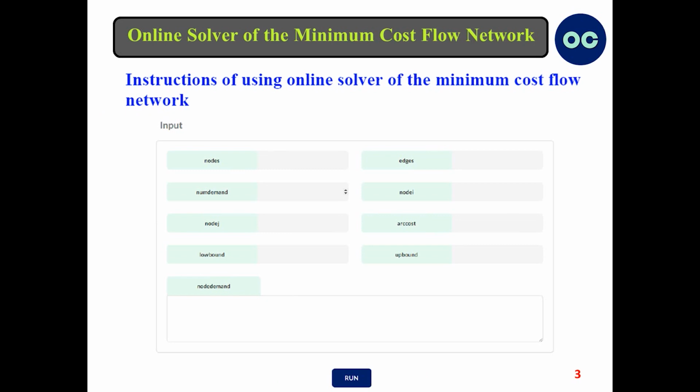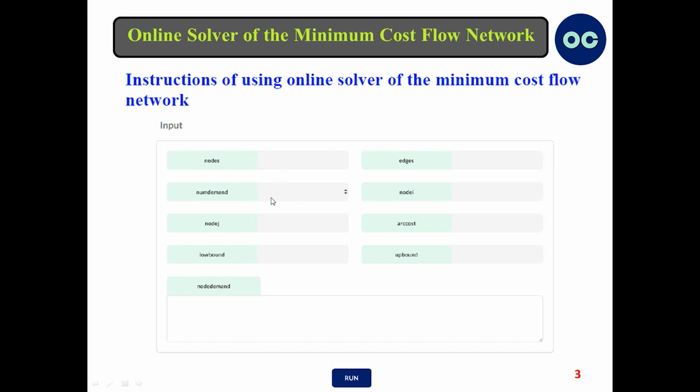This is the GUI of the online solver. There are some input parameters. Nodes is the number of the network nodes. Edge is the number of network arcs. Each edge consists of two directed arcs. Num demand is the number of source and destination nodes. If you have one origin-destination pair, this parameter would be equal to 2. If two source-destination pairs have a common source node, this parameter would be equal to 3.